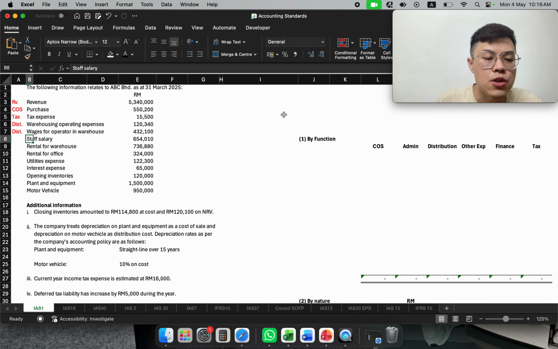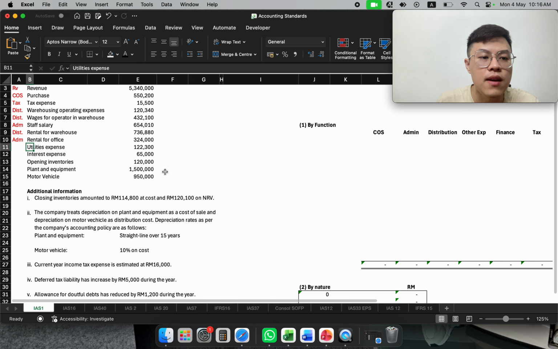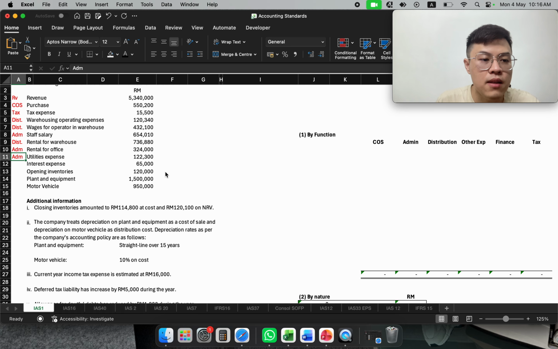Staff salary. So we assume this is an office staff salary. Therefore, it is an admin expense. Rental for warehouse. Again, it is a warehouse, so distribution expenses. Rental for office, so it's for office admin. Utility. Since the question didn't say whether it is for warehouse or office, and additional information could be given later, we tentatively put it under admin. Interest expense, finance cost.